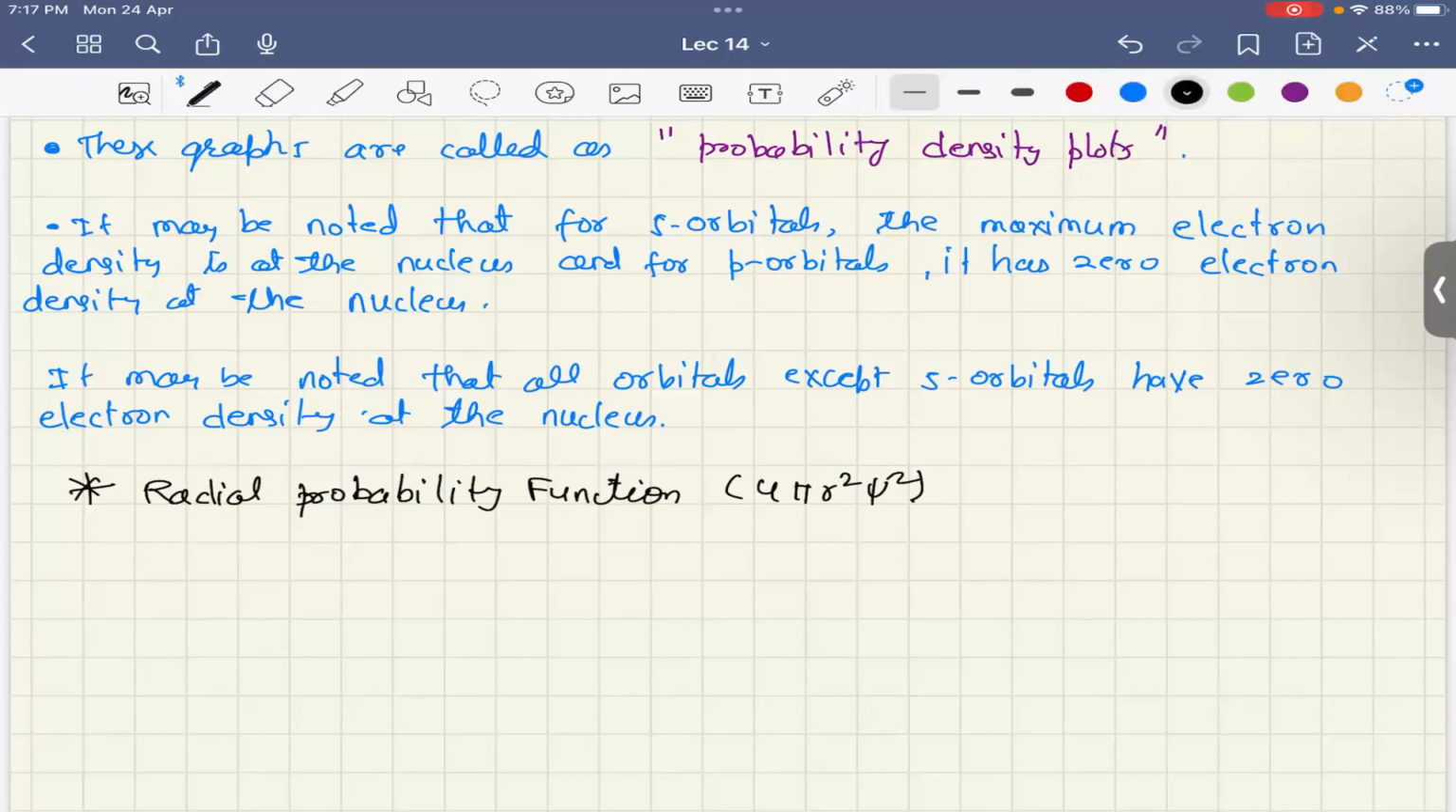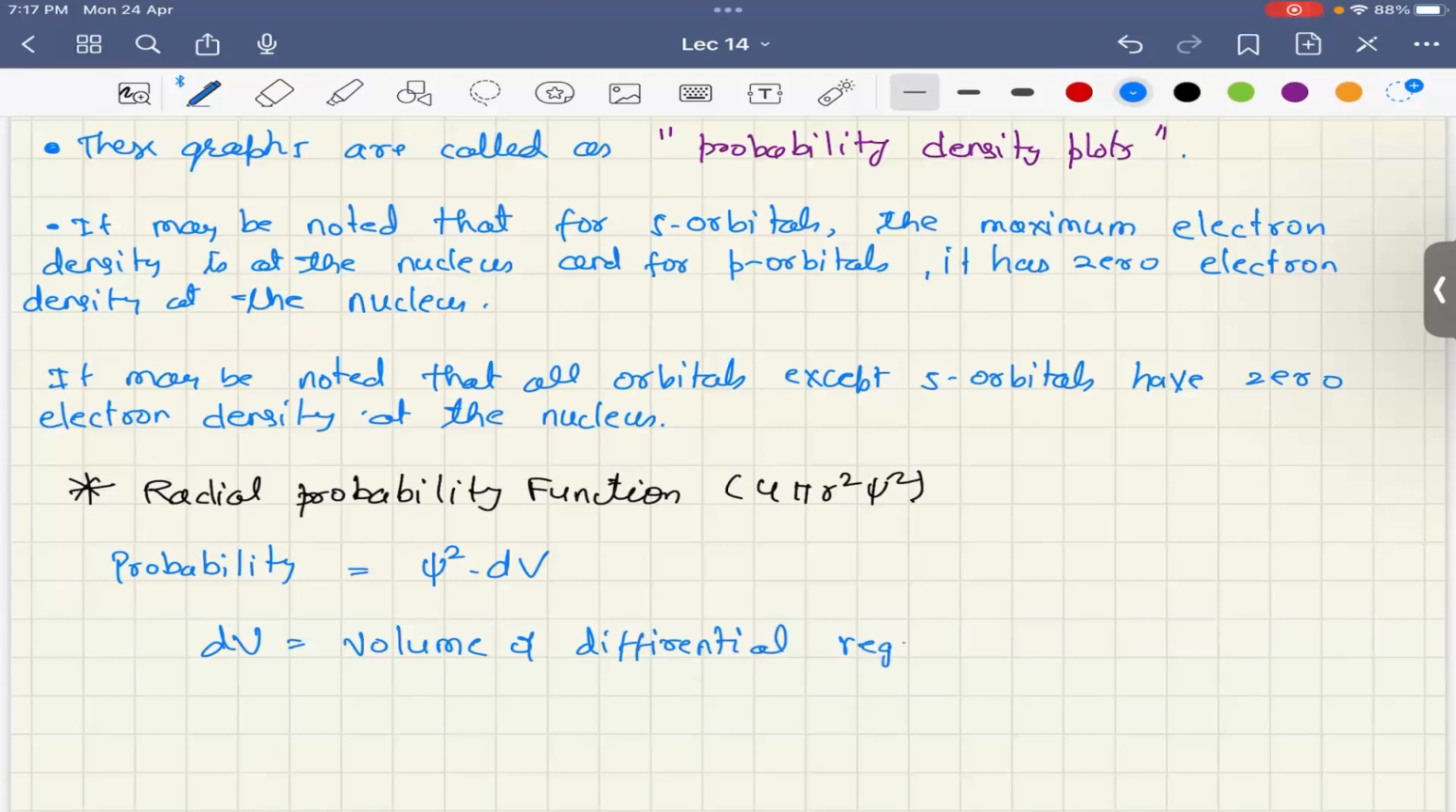So in that case, the probability is going to be psi square into dV, where dV is the volume of the differential region. Since atoms have spherical symmetry, it is more useful to discuss the probability of finding the electron in a spherical shell between the distances of r and r plus dr. To understand this, let us try to understand it.